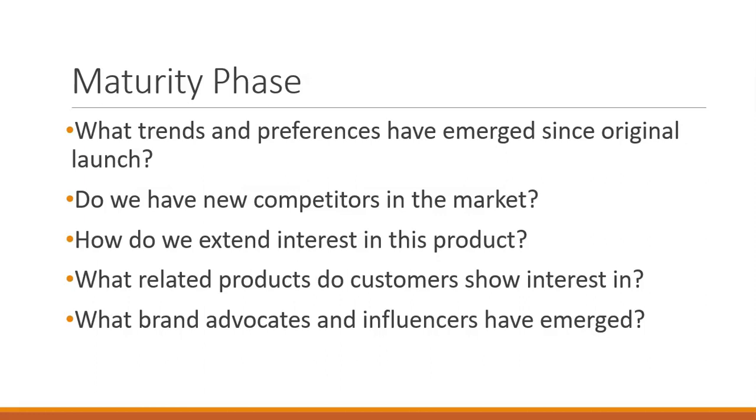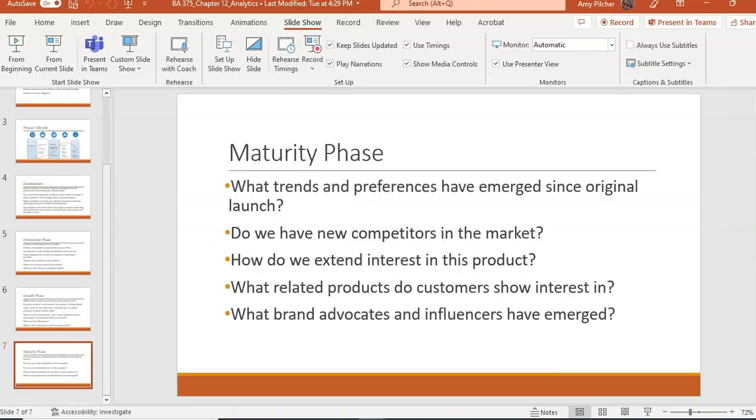So again, we would use social listening and collect analytics that we would utilize to either increase interest during the maturity phase or to lean on our brand advocates and influencers to prep for an emerging product launch to move on to the next thing that the company is doing. And that is the end of chapter 12 for digital marketing analytics.